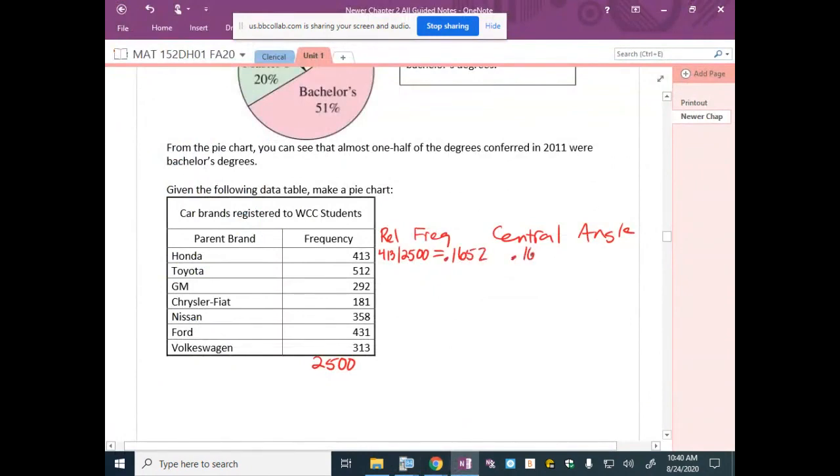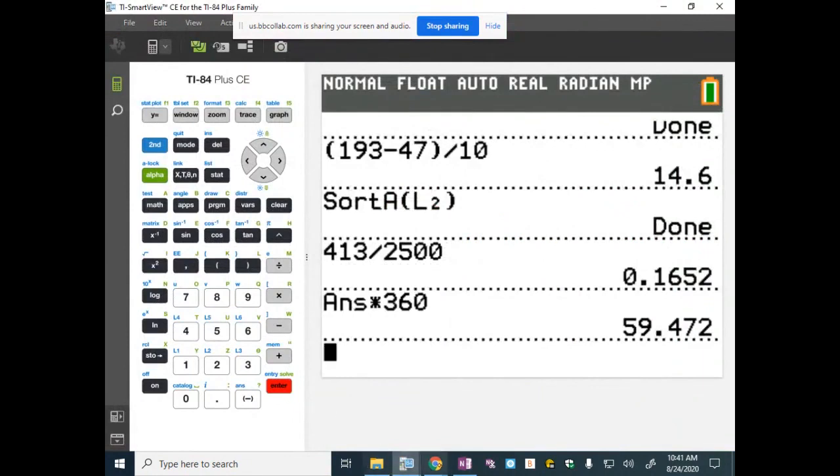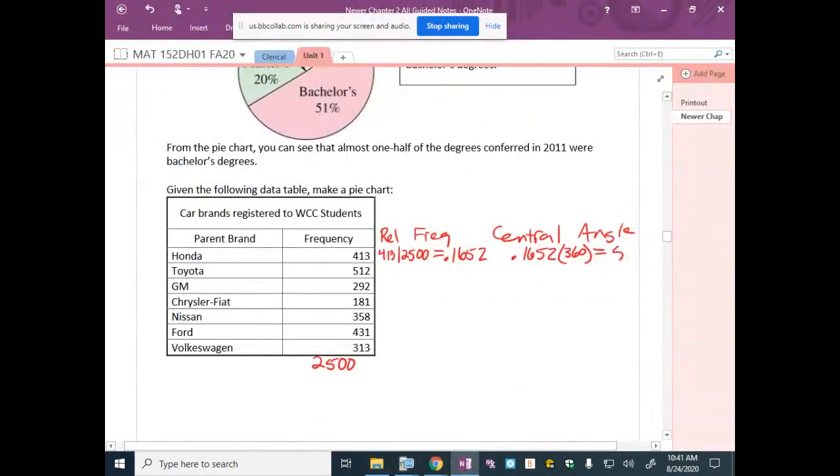And I'm not going to show this calculation each time. Then we take that whole thing and multiply it by 360. That's 59 degrees. So then you do the same thing with Toyotas and GM, Chrysler, Fiat. Fiat, fix it again, Tony. Ford, fix it, repair, deal. I just like to make jokes.